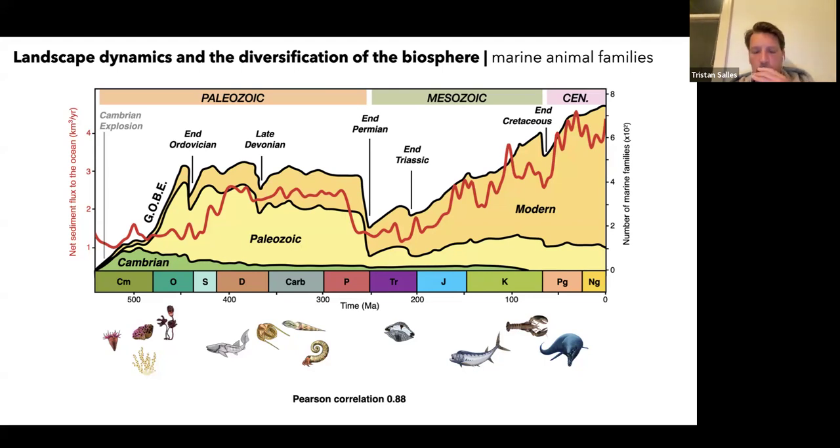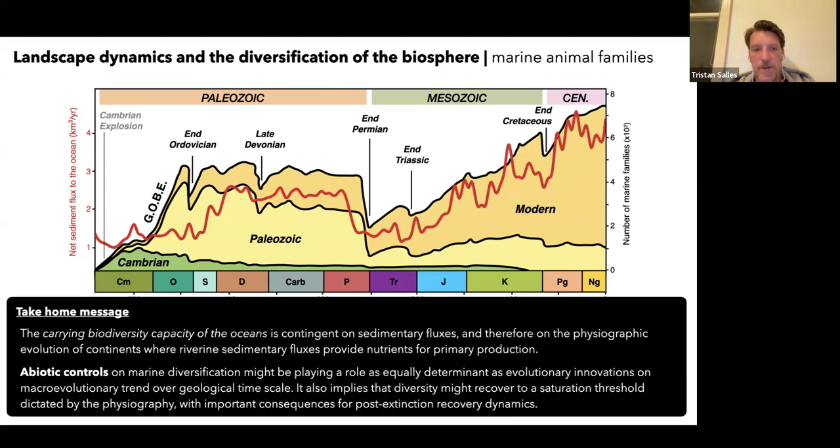So one option is that this strong correlation is showing us that as rivers are transporting sediment to the oceans, they also transport nutrients, which are the primary food for organisms.